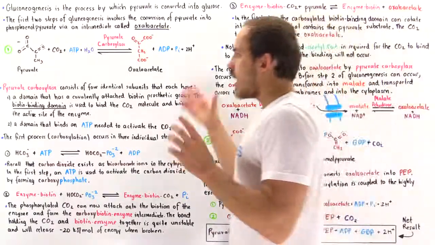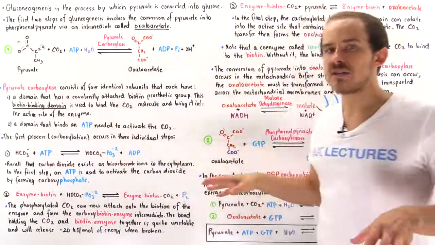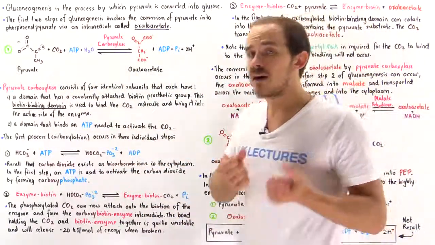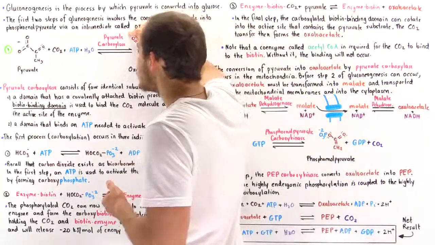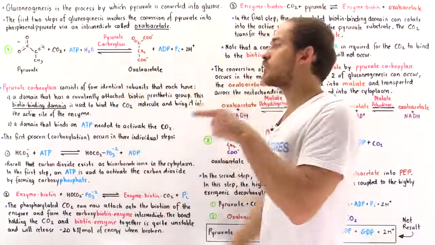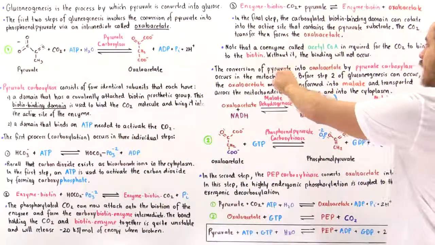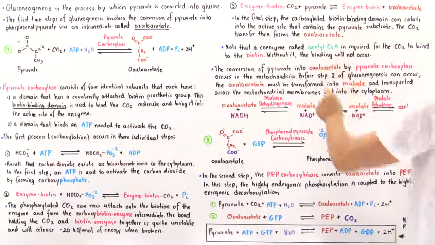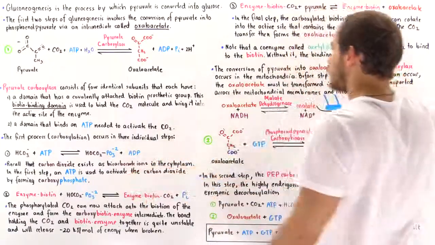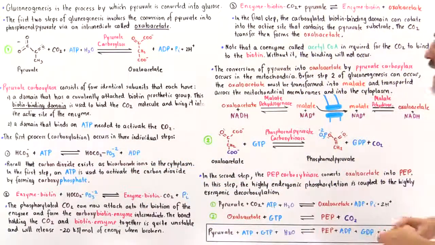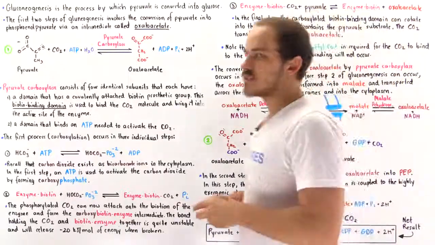Now, by the way, this entire process, step 1, takes place entirely in the matrix of the mitochondria of our cell. And that's because pyruvate carboxylase is only found in the matrix of the mitochondria. So the conversion of pyruvate into the oxaloacetate intermediate by pyruvate carboxylase, so these 3 steps essentially take place in the matrix of the mitochondria. Now, step 2 actually takes place in the cytoplasm.